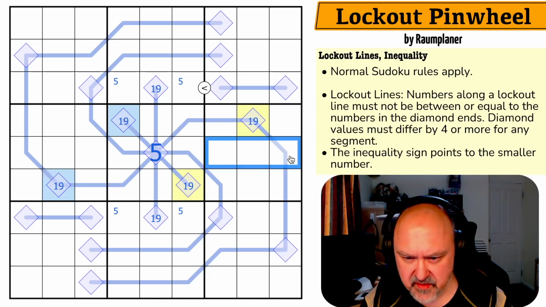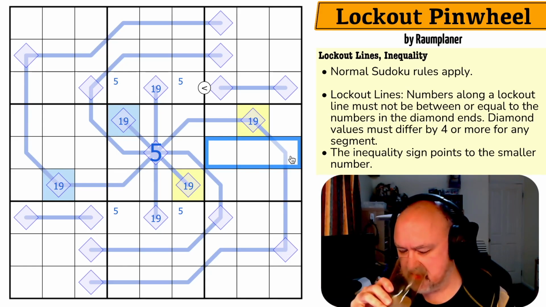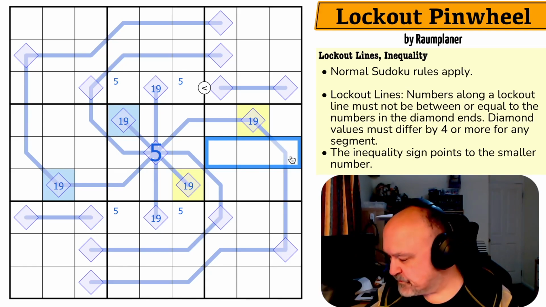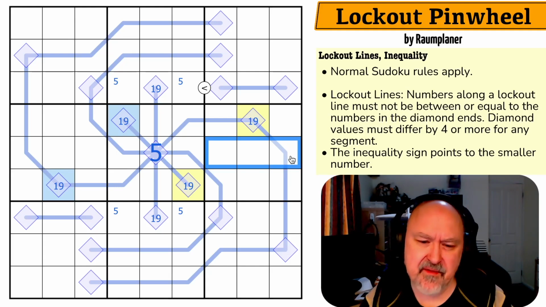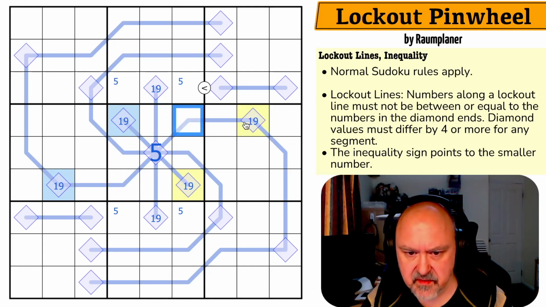Which means the blue 1-9 is in here. Now, 1 and 9 are remarkably easy to put on lockout lines. Now, wherever the 8 goes in here, if I put an 8 here, wherever I put the 8 is going to have the 1 at the end. And the same is true because these are all different. So the 8, 7, and 6 are going to have 1s.